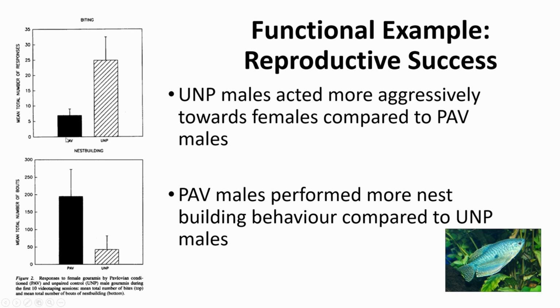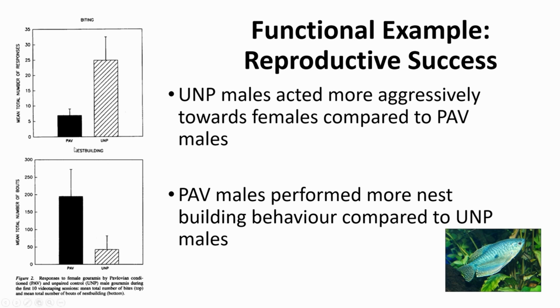So we see that our learning group showed a lot less aggressive behavior than the control group. Our control group did a lot more biting, and the learning group didn't show a whole lot of biting. So the control group males acted much more aggressively towards females compared to our learning group, which goes with what we would have anticipated if they had learned to associate that signal with the arrival of a female.